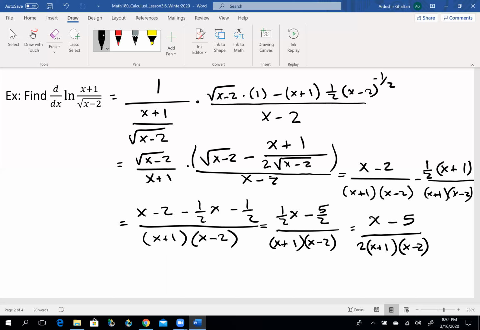So the derivative with respect to x of natural log of (x plus 1) over the square root of (x minus 2) is going to be (x minus 5) over 2 times (x plus 1) times (x minus 2). So this is this one. So now let's go to the next problem.